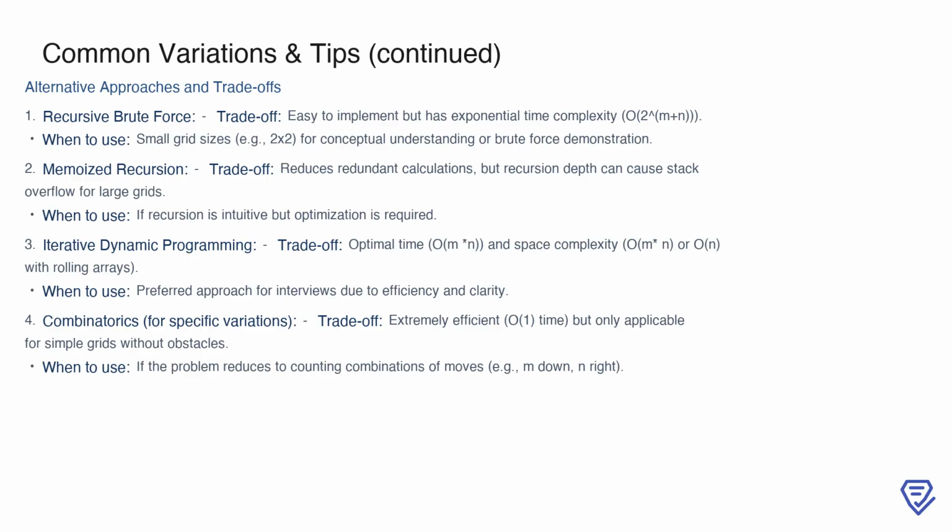Finally, for variations where the grid is simple and contains no obstacles, combinatorics can be an elegant solution with O(1) time complexity. This approach works by counting combinations of moves, such as m down and n right, but it's only applicable in specific scenarios where obstacles or other constraints are absent.